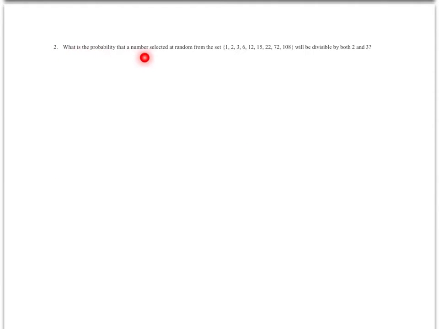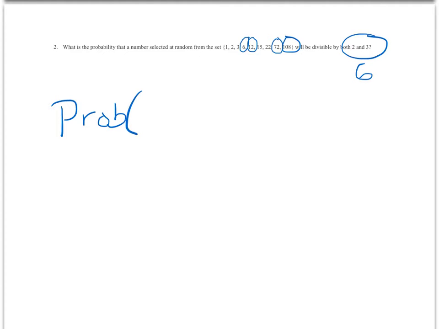What is the probability that the number selected at random from this set of numbers will be divisible by both 2 and 3? If you can divide it by both 2 and 3, that means you can divide it by 6 if you multiply 2 and 3 together. Let's see which of these numbers you can divide by 6 evenly. You can divide 6 by 6, 12 by 6, 72 by 6, and 108 by 6. So of those numbers, once again, the probability you can divide it by 6, which is dividing it by 2 and dividing it by 3.